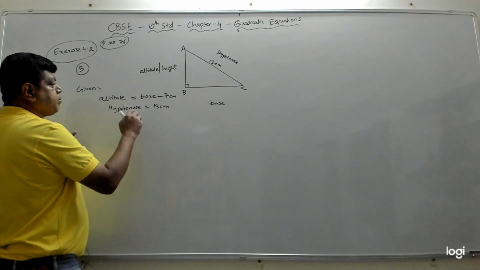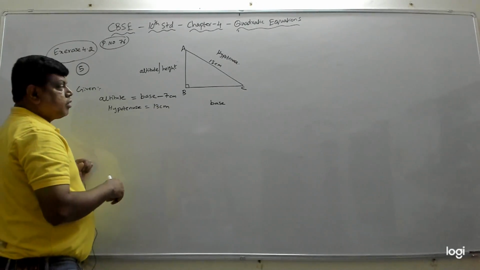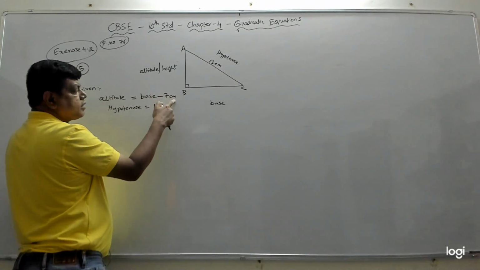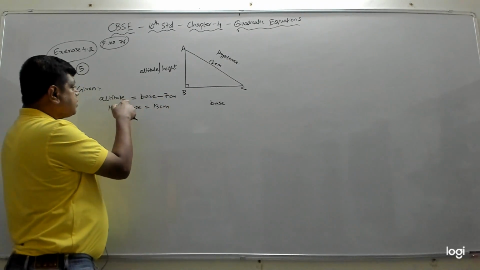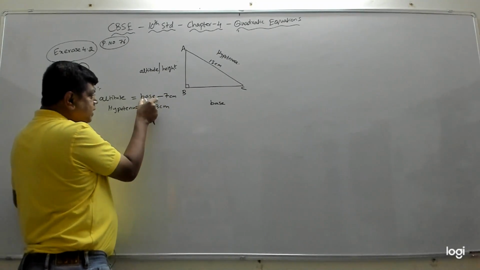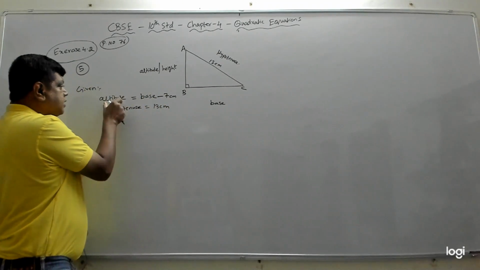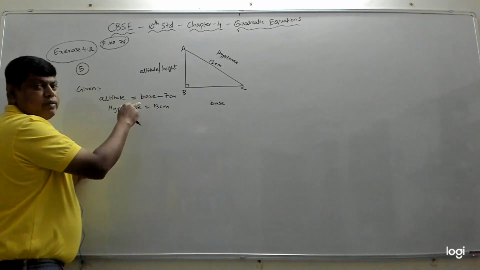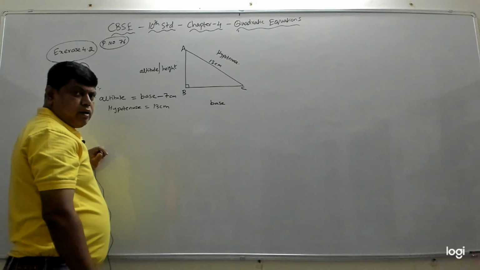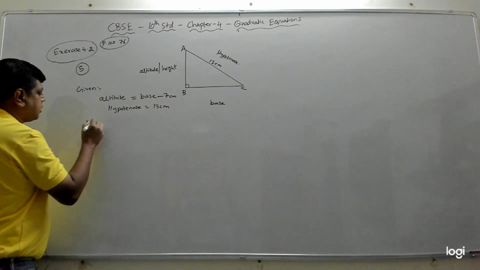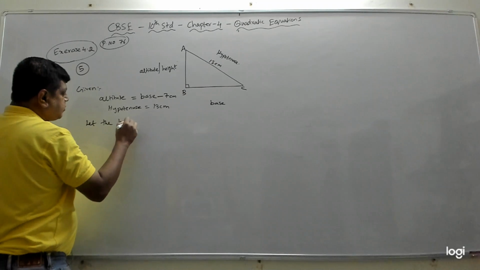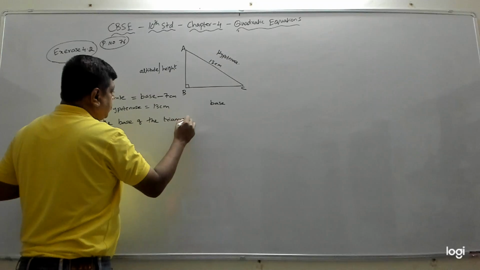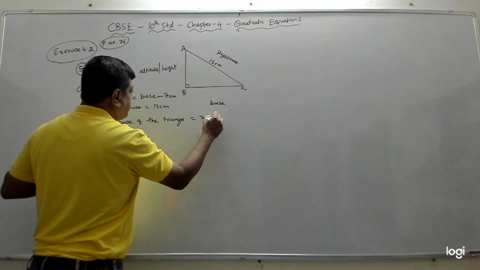Now we will take one of them as x. If you see, your height or altitude is equal to base minus 7 centimeter. Whenever we write this as base minus 7 centimeter, we generally take this base as x. If altitude is given as equal to something, then whatever we have on the right side, we generally take it as x. So we'll say let the base of the right triangle be x centimeter.